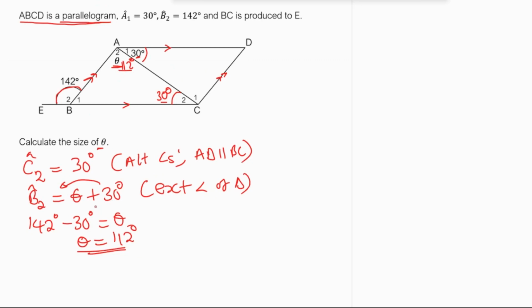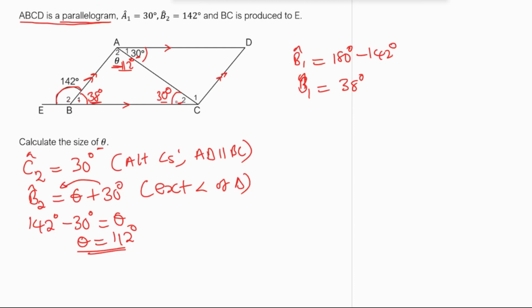The other way you could have done this: we find angle B1, since angle B2 and angle B1 are adjacent angles on a straight line. Angle B1 is equal to 180 degrees minus 142 degrees, and we get that angle B1 is equal to 38 degrees.